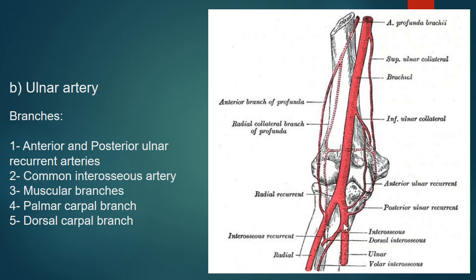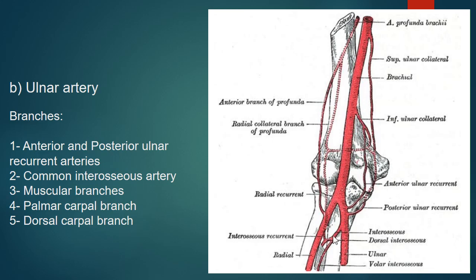The second branch of the ulnar artery is the common interosseous artery, this one. This part is the common interosseous artery. It is about 1 centimeter long and it arises just below the radial tuberosity. It passes backwards to reach the upper border of the interosseous membrane. This is the interosseous membrane.